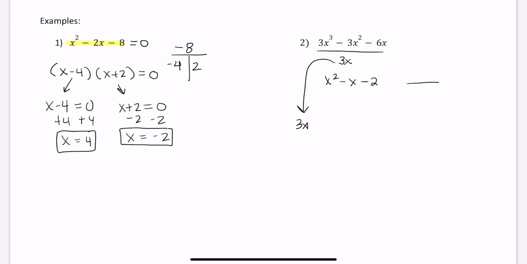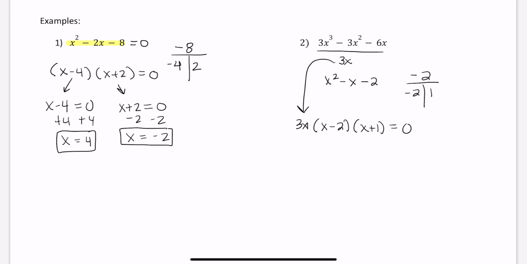Again, this is a t-chart method. So what goes on top of my t-chart is a negative 2. Factors of negative 2 that add to negative 1 are going to be negative 2 and positive 1. This is again a shortcut method. So my final factored form is going to be 3x times x minus 2 times x plus 1. And I'm solving, so this is now going to equal 0.